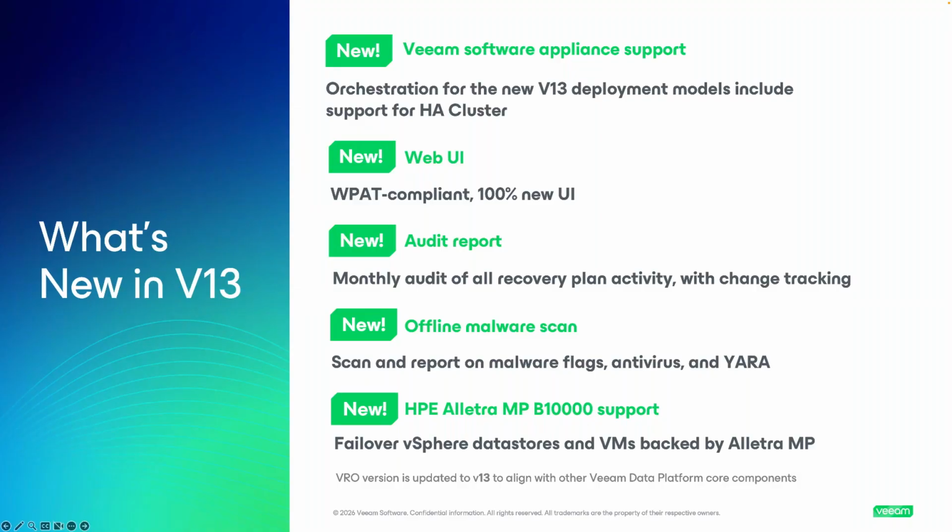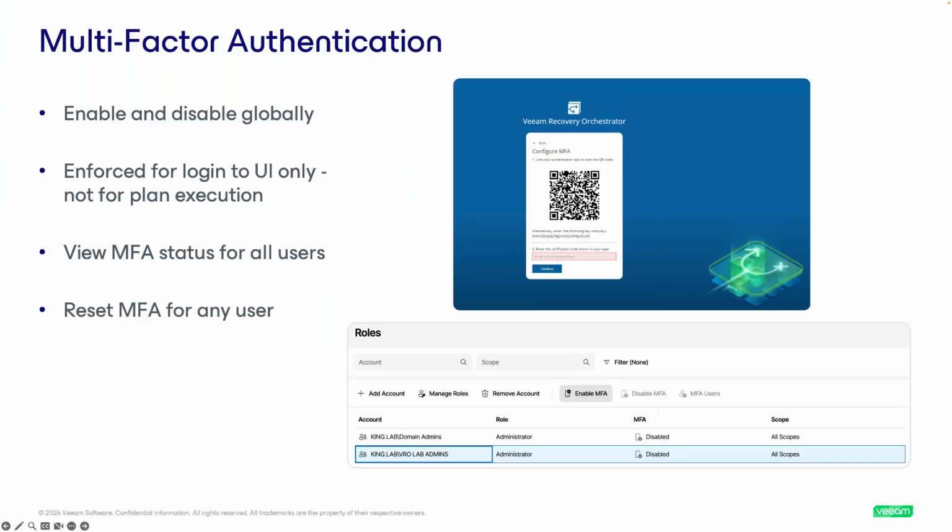So moving on here, one great new feature, which is part of that new web UI, is multi-factor authentication, which you can enable and disable globally. It's enforced just for your UI login. It's not enforced for plan executions, so you'll see that on the demo when we're looking at plans. If you were to run a plan, you don't have to use MFA. And then inside of the roles section of the settings inside of Recovery Orchestrator, you can see all the status for MFA for all of your users, and you can also reset MFA for any users.